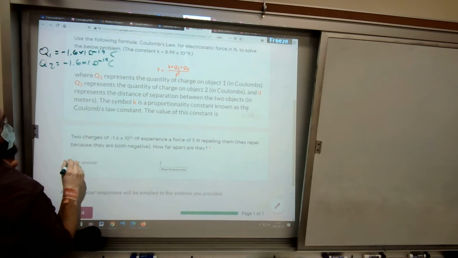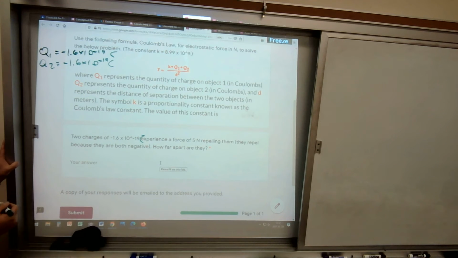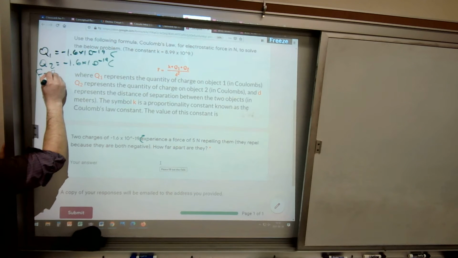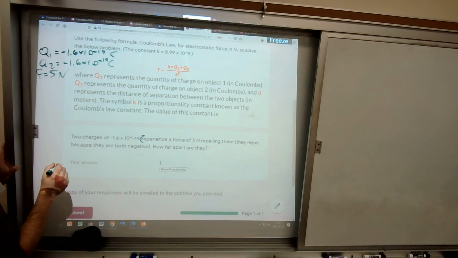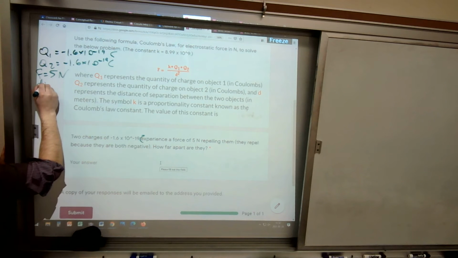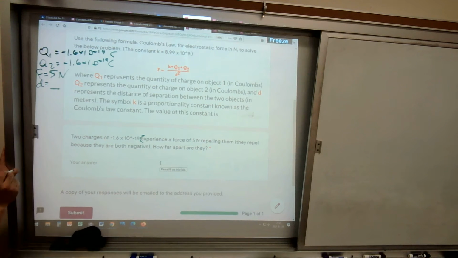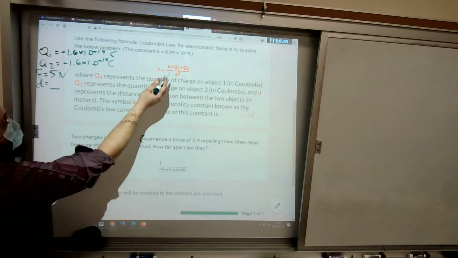And they're coulombs, even though it doesn't say. They experience a force of 5 newtons. That's a force, 5 newtons. How far apart are they? It's asking for the distance. We've got our formula right there.